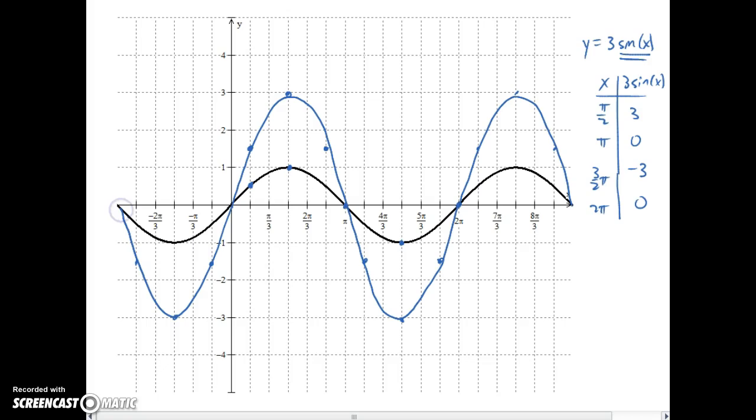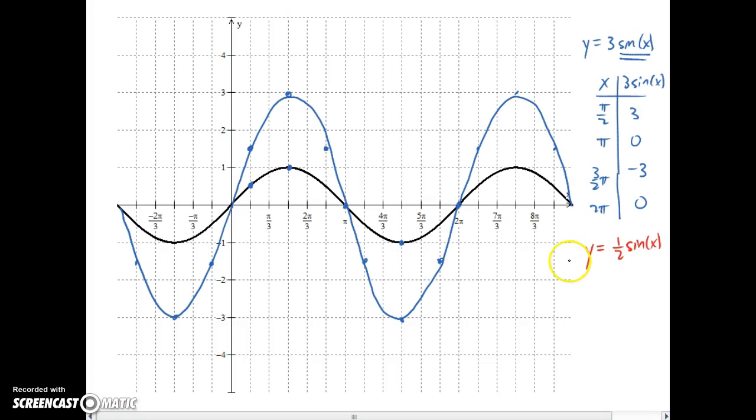So that's the graph of y equals 3 sine of x. What I'd like you to do is talk to a partner and see if you can predict what the graph of y equals 1/2 sine of x looks like. Again, pause the video, decide what it's going to look like, and then actually go ahead and graph it, and I'll check back with you in just a few moments. Pause the video.